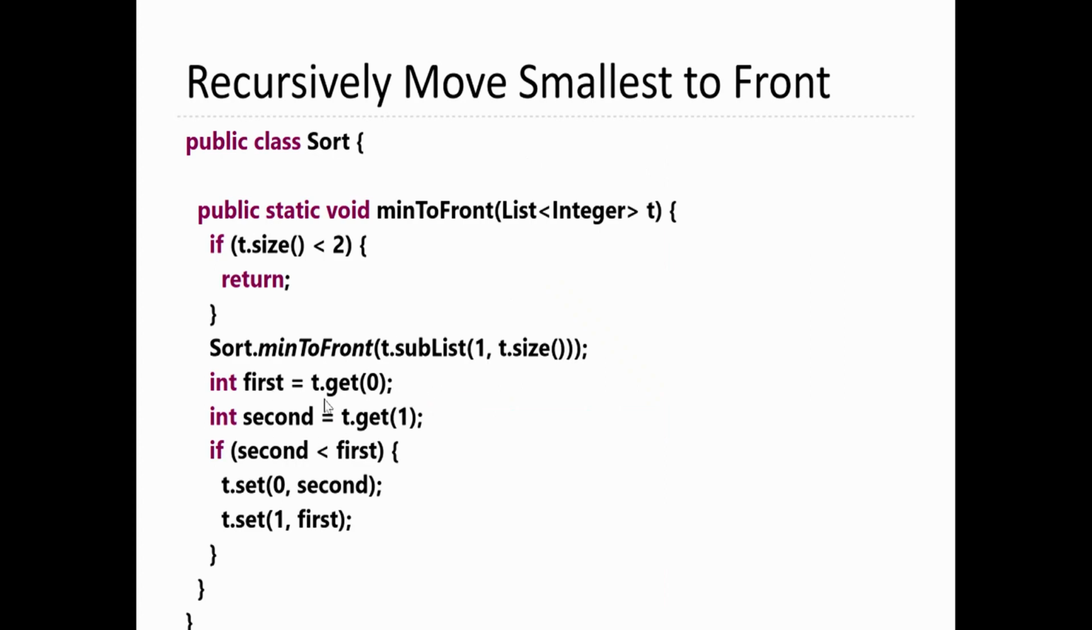So I get the first and second elements. That's just t get 0 and t get 1. And now compare them. If second is less than the first, just swap second and first. And away you go.